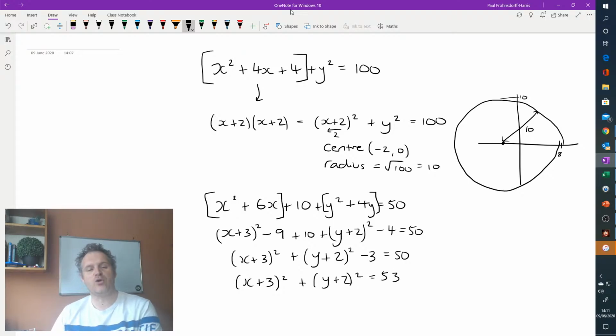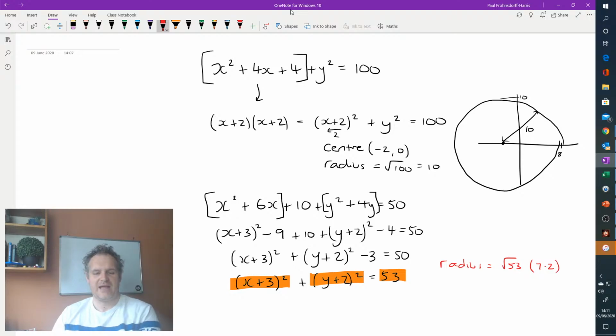So what we've done is we've now got it in the equation of a circle form, because we have a square in x, a square in y, and a number. We are then able to state confidently that the radius equals the square root of 53, which is approximately 7.2, and it might be 7.3. And then the centre, this is going to go backwards 3, this is going to go down 2, so the centre would be minus 3, minus 2.